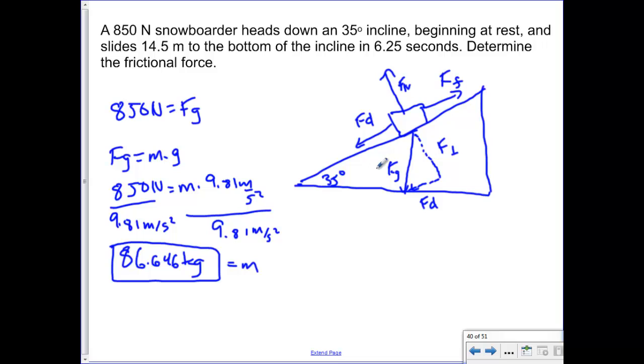So, let's set a few other things up here. I now know that this guy right here is the 850 newtons, and this angle right here is the 35 degrees. I could find the force perpendicular, but that's not really relevant in this question. But I could find the downward force. So to find the downward force, it'll be 850 times the sine of 35.